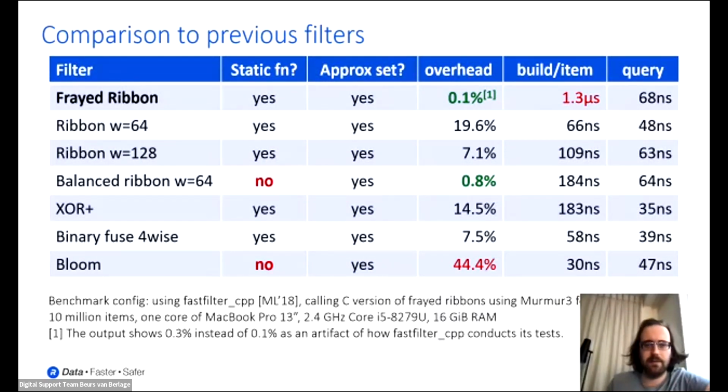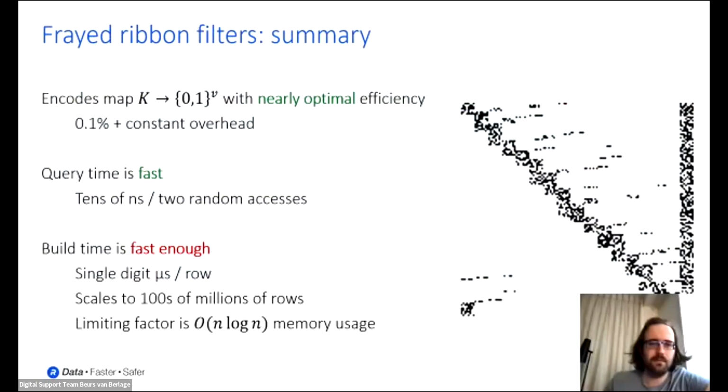The build time might seem like a bad thing, but if you're only doing this a couple of times per day, then spending 1.3 microseconds per item isn't a problem. So in summary, we have an encoding for compressing maps that has nearly optimal efficiency, fast queries, and fast enough build times. And it scales to hundreds of millions of rows before you run out of memory.